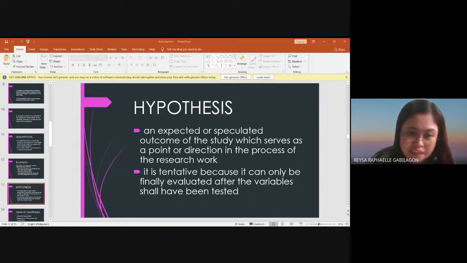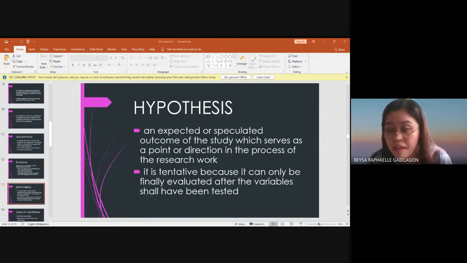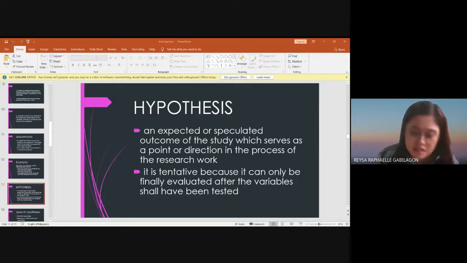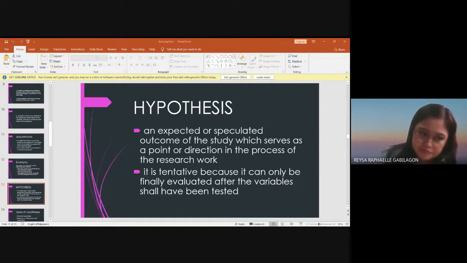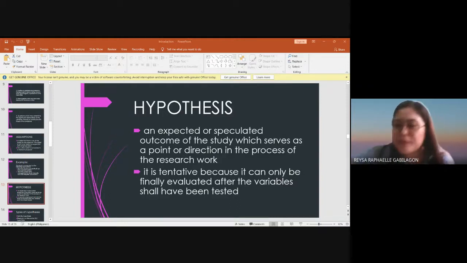For example, you are conducting a study about a certain plant. Your alternative hypothesis will be that your plant is a potential antihypertensive agent. So your hypothesis is that your plant is effective in lowering the blood glucose level or blood pressure of your animals. Of course animals, because we are not yet allowed to do clinical trials.